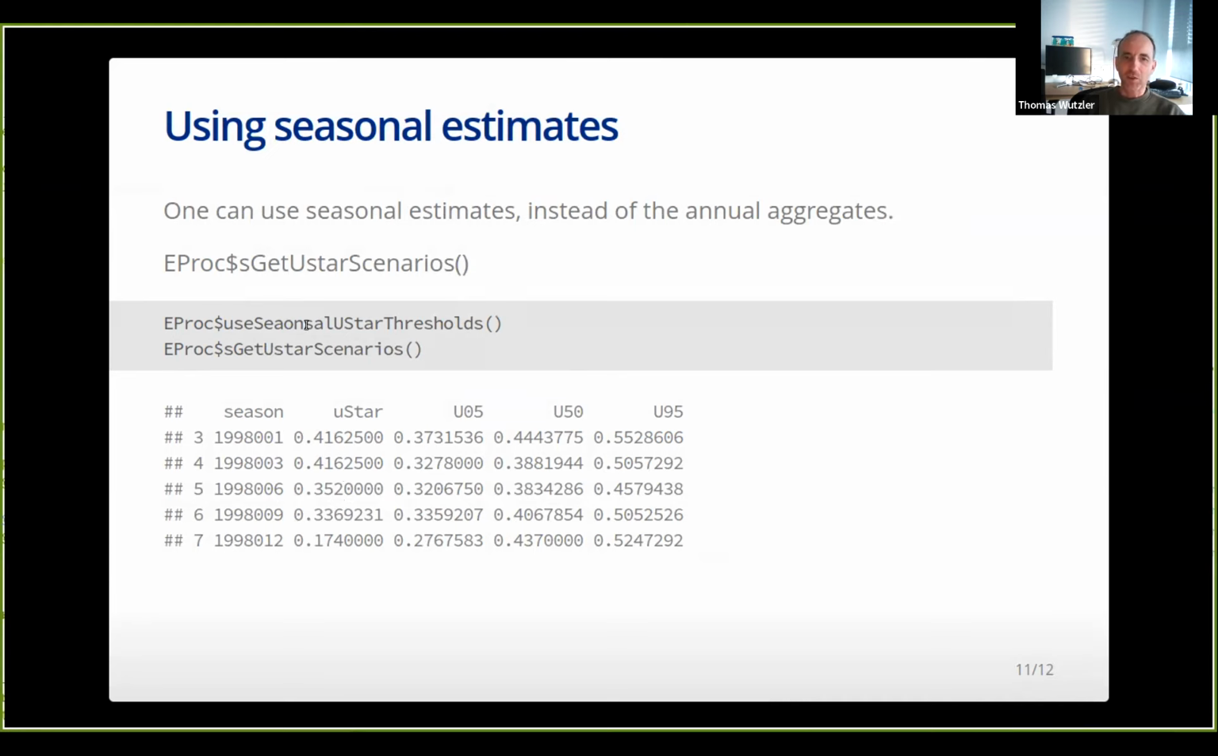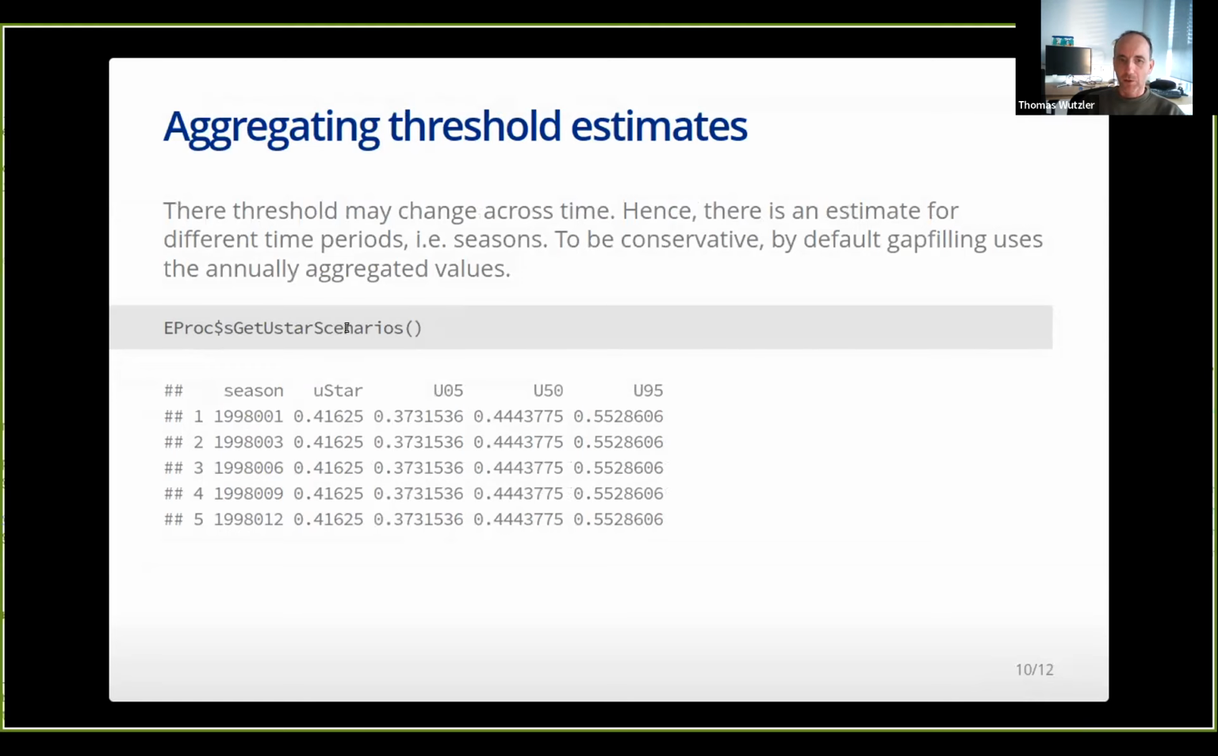And you would use the seasonal u-star thresholds when you really know you have a crop where harvest changes your wind velocity profile. And if you don't have this much information on your side, you would use the annual u-star threshold scenario because it's a bit more conservative. So it uses the maximum threshold and introduces more gaps.